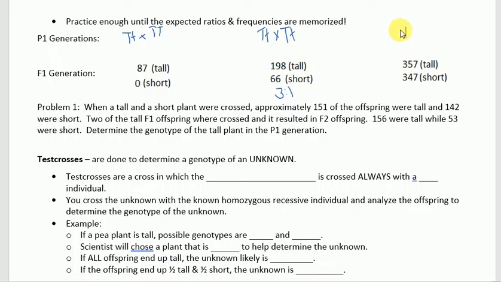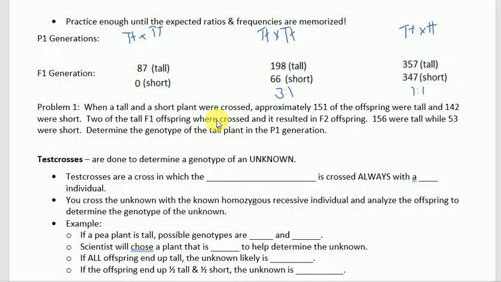And then finally, if you're looking at a big T, little t cross with a little t, you are looking at a 1-to-1 ratio. They're going to be about the same. So let's take that information and look here at an example. When a tall and short plant were crossed, approximately 151 of the offspring were tall and 142 were short. 2 of the tall F1 offspring were crossed, and it resulted in an F2 offspring. 156 were tall, while 53 were short. Determine the genotype of the tall plant in the P1 generation.